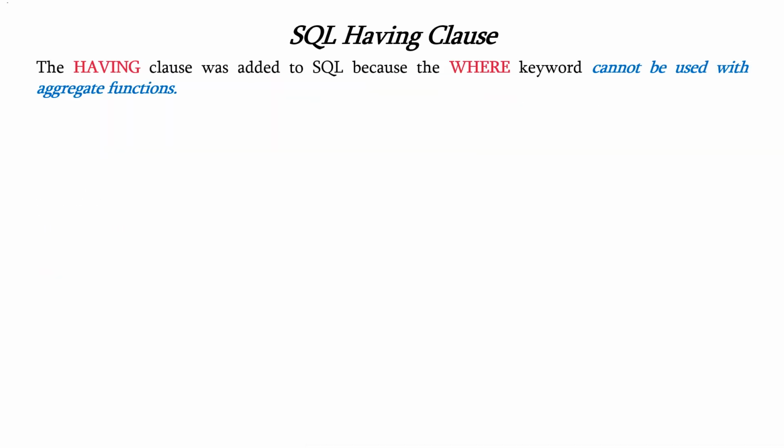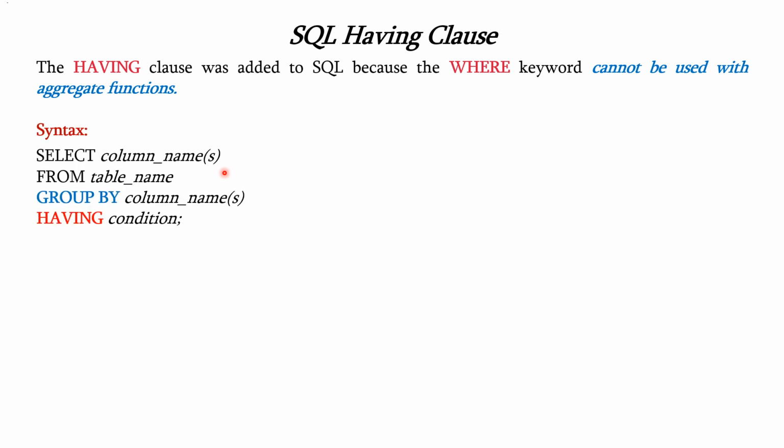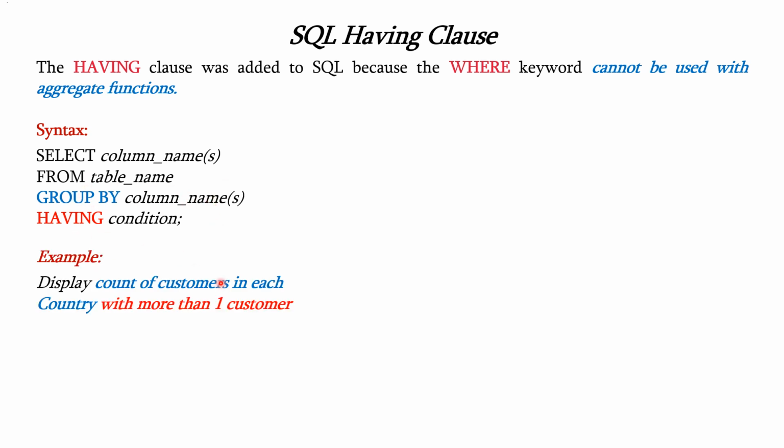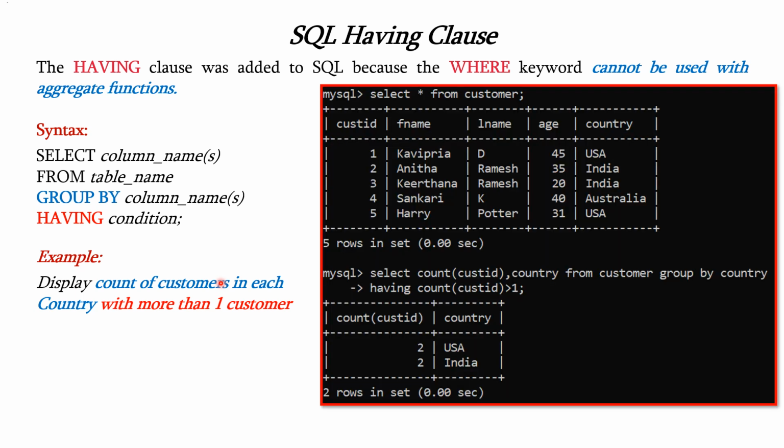Next, the SQL having clause. The having clause was added to SQL because the where keyword cannot be used with aggregate functions. So instead of the where condition, we can use having when we are using aggregate functions. The syntax is select column names from table name, group by column names having condition. So let us see an example.